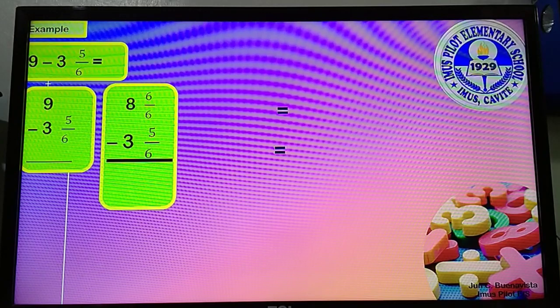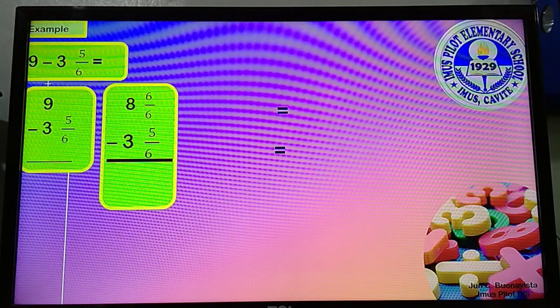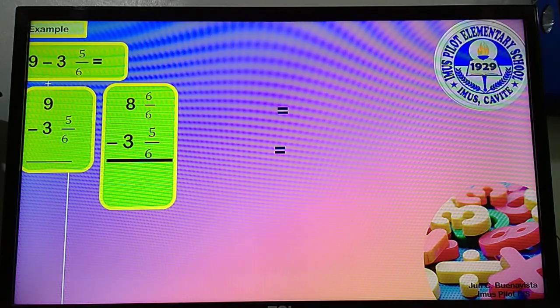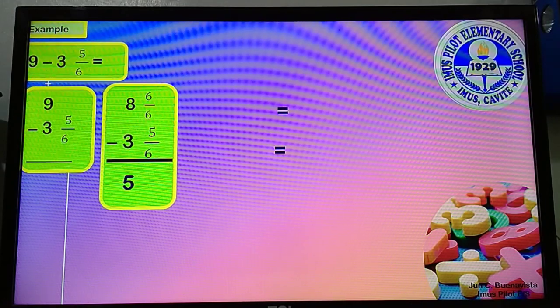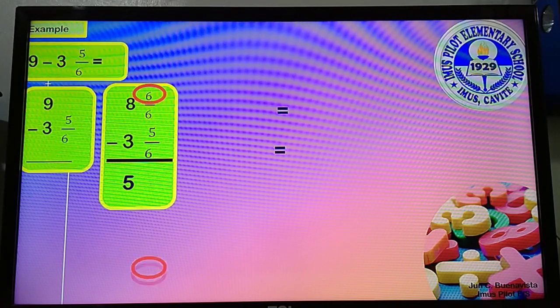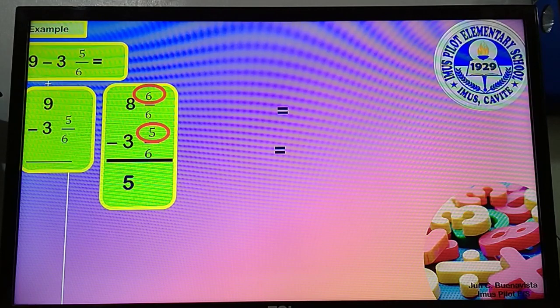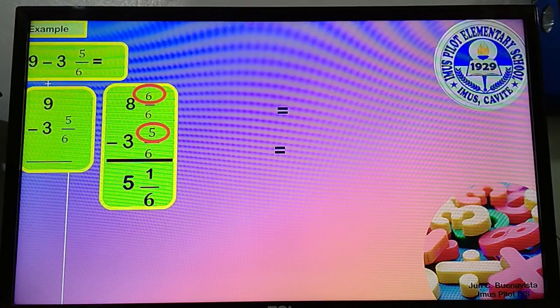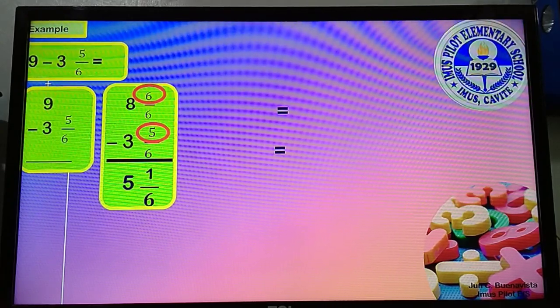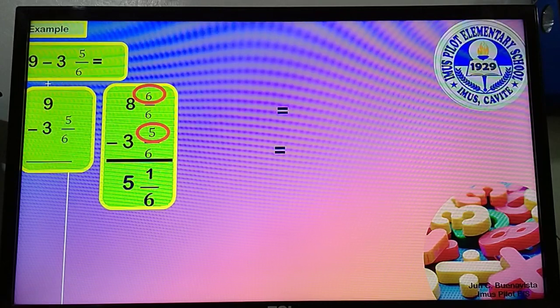Okay, so first, subtract the whole number. 8 minus 3 equals 5. Very good. Now, subtract only the numerators. We have 6 minus 5 equals 1. Then copy the common denominator, which is 6. So our answer now is 5 and 1/6. So 9 minus 3 and 5/6, our answer is 5 and 1/6.